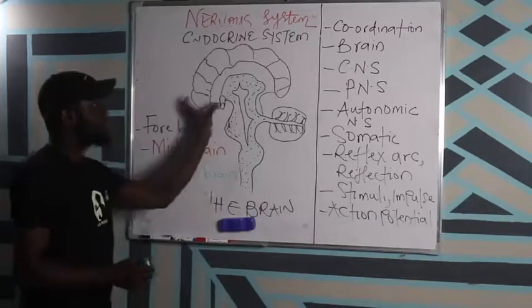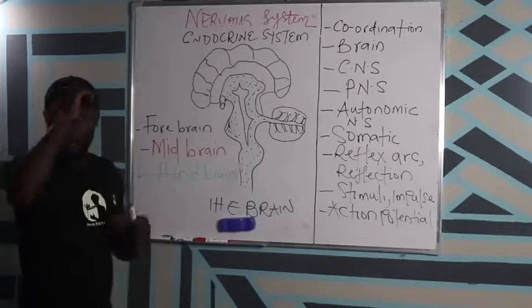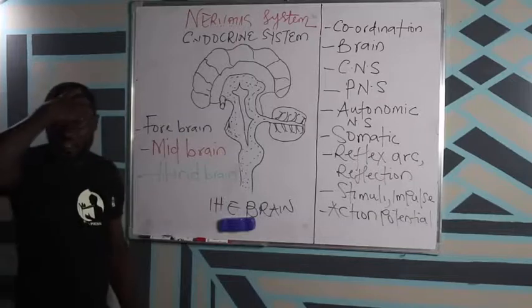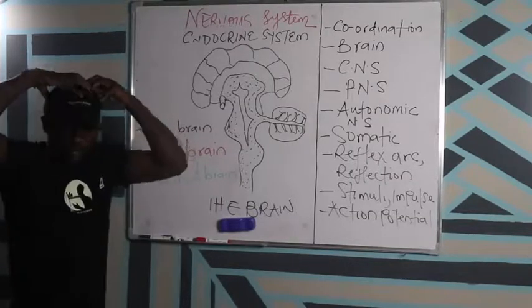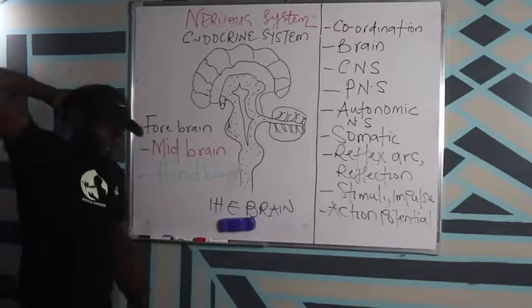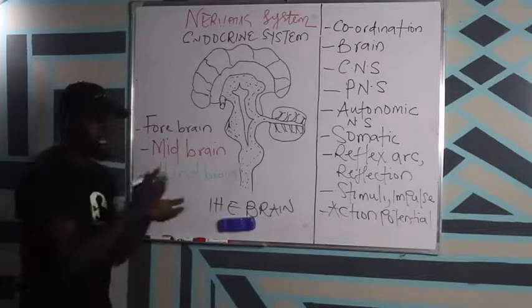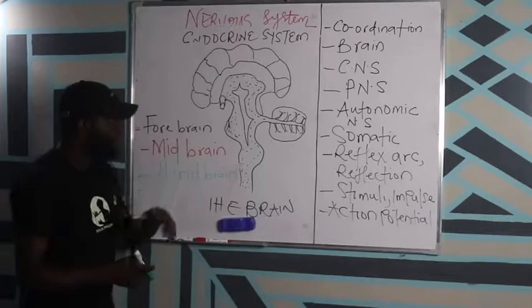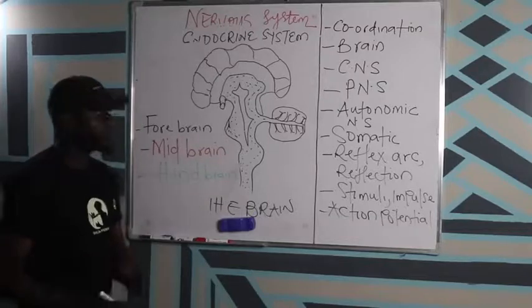So the first is the forebrain. This is the forebrain, while the second is the midbrain. The third is the hindbrain. The meaning of hind is back. That's the hindbrain. So these are the different parts of the brain: forebrain, midbrain, and hindbrain. So those are the key points.